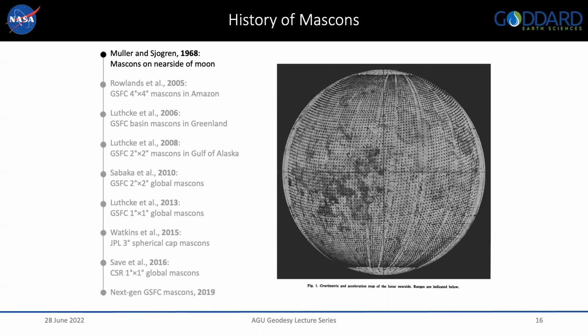And so Mueller and Sjögren, which I'm sure I mispronounced, released this paper where they put point masses onto the surface of the moon, and they estimated what those masses would need to be in order to account for the Apollo orbit. The Deep Space Network tracking data was applied towards that estimation, and the set of point masses were estimated along the whole near side of the moon.